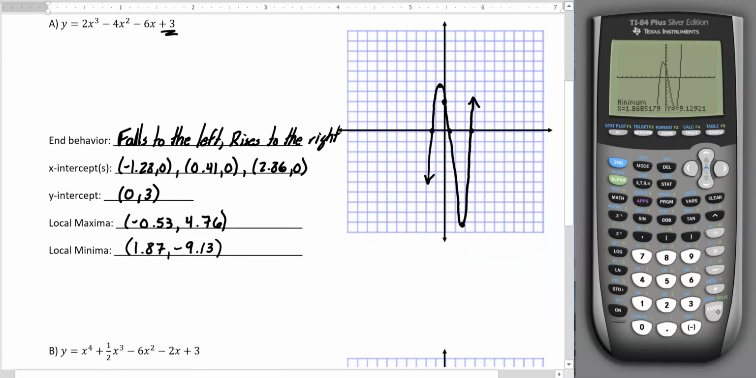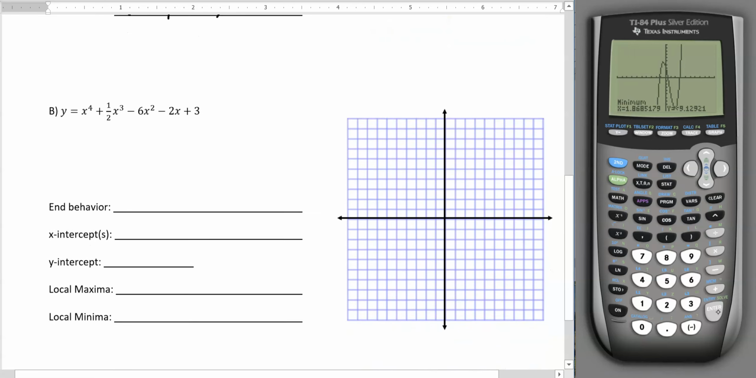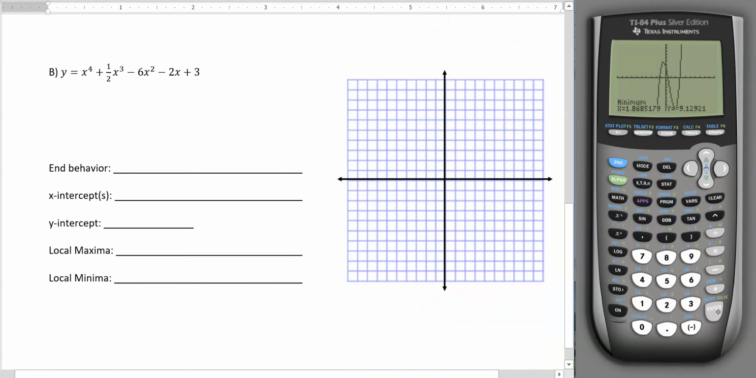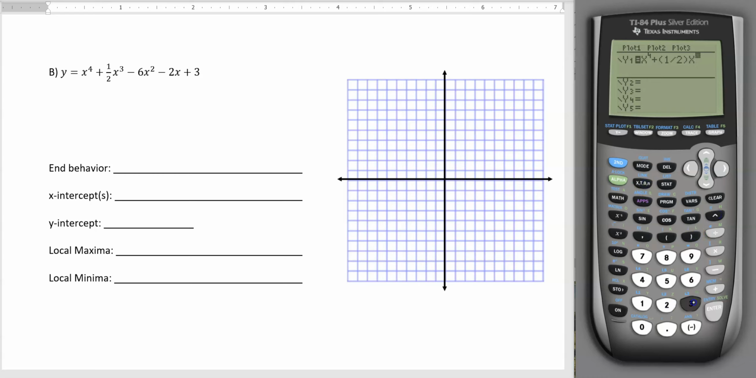Let's do letter B here. Oh boy. Got some fractions involved. This is a good one for us. So y equals x to the fourth plus, and then again, I always put my fractions in parentheses. I recommend you do the same. Helps the calculator make sure we follow the order of operations correctly. And then minus 2x, and then plus 3, and we hit graph.